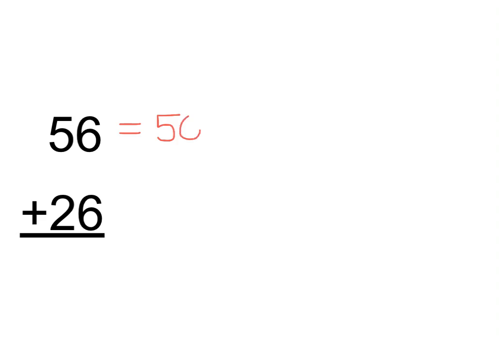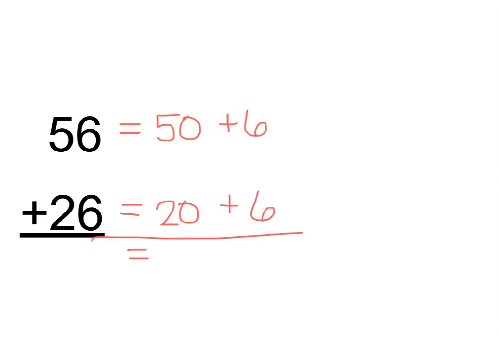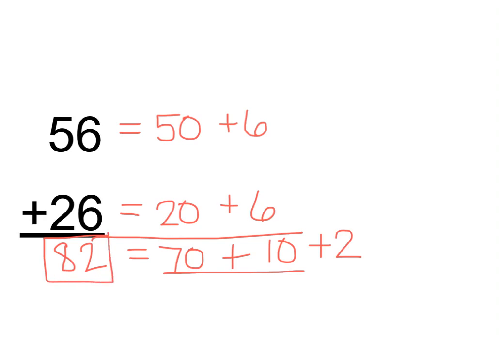56 is 50 plus 6. 26 equals 20 plus 6. 50 plus 20 equals 70. 6 plus 6 is doubles, so 10 plus 2. 70 plus 10 is 82.